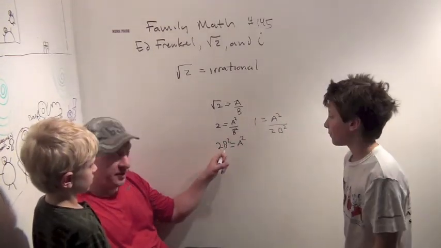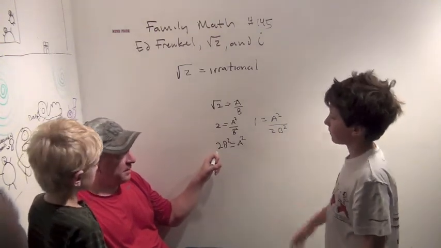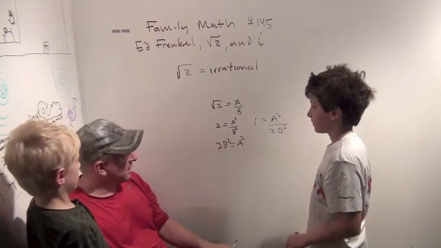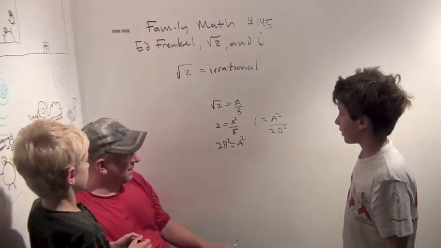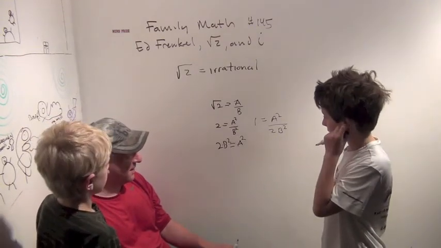We have an integer over here, and it's multiplied by 2, right? That's the definition of even. So a has to be even. Yes. Alright, so a is even. So now how do we prove that b is even?